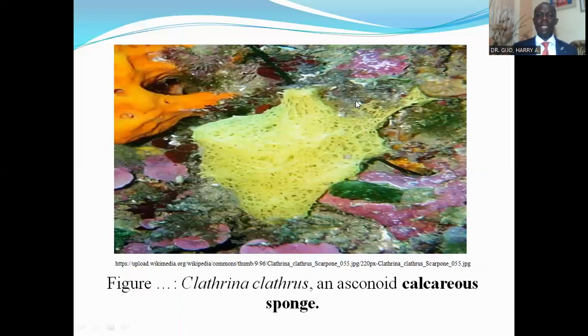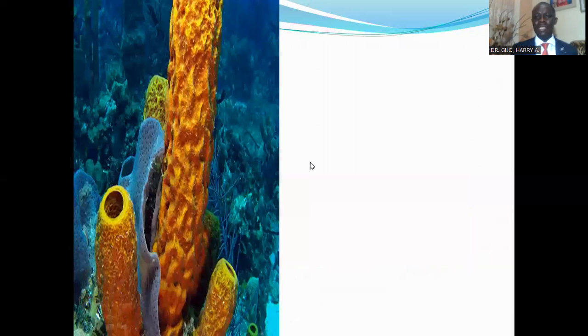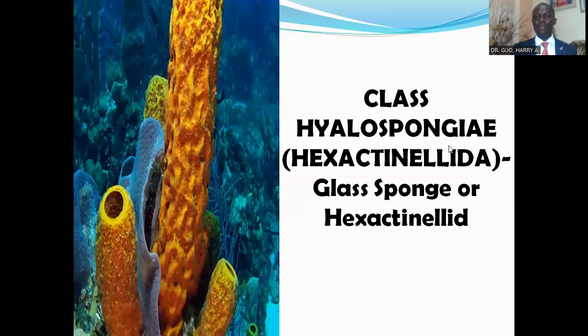Now here is a sponge in the class Calcispongia. It is called Clathrinia clathros, an asconoid calcareous sponge. It's made up of calcium carbonate. The body of the sponge is made up of calcium. The skeleton is made up of calcium carbonate.